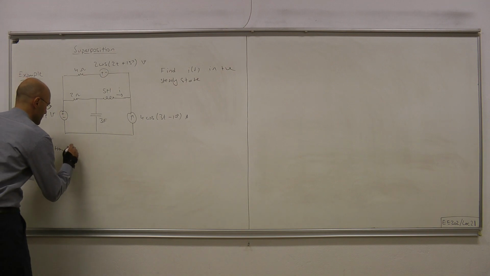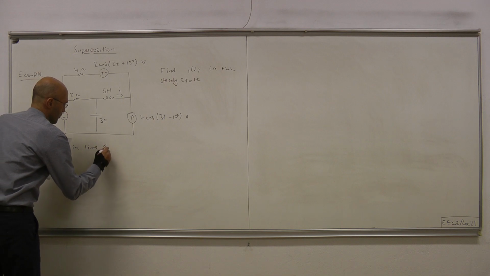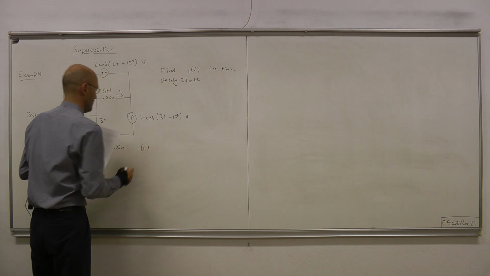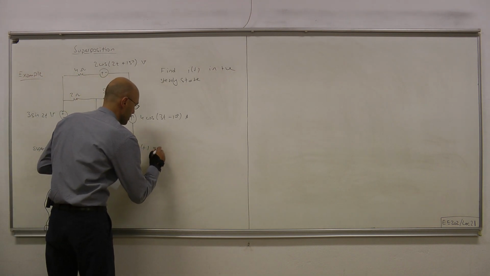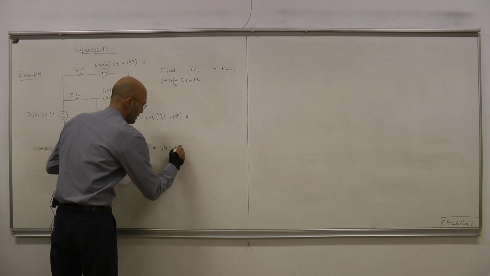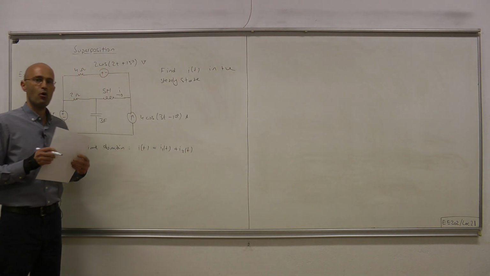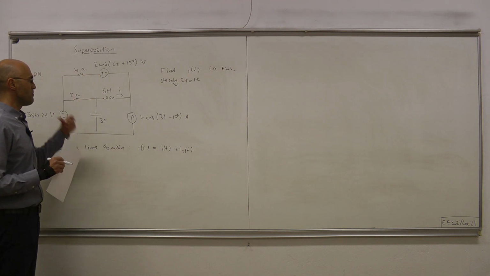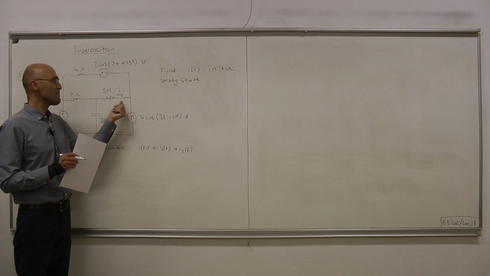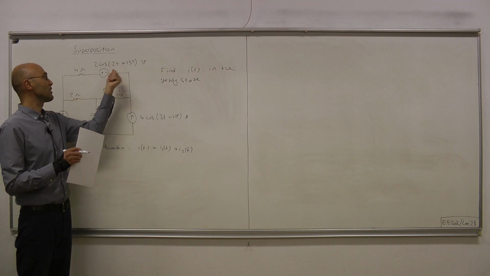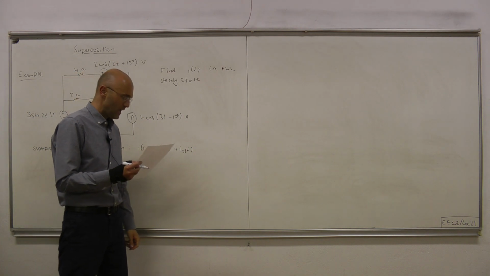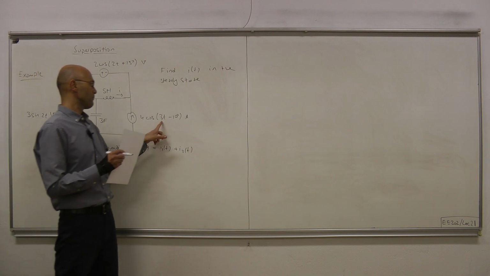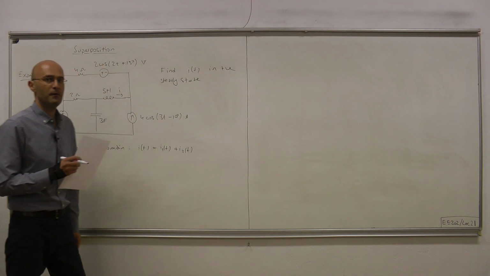In other words, we can apply superposition in time domain and claim that I(t) equals the sum of these 2 components, I1(t) and I2(t). What's I1(t)? I1(t) is the part of the current I that's due to the sources operating at frequency 2 radians per second, and I2(t) is the part of I(t) that corresponds to the input oscillating at 3 radians per second.